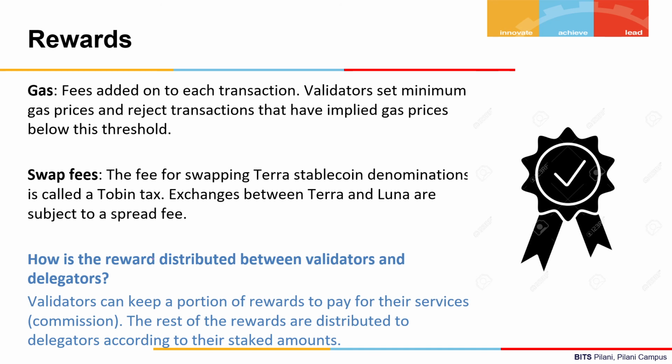Now, rewards. How exactly are rewards earned in the Terra system? We have two kinds of fees. The gas fee is added on every transaction, and the swap fee occurs when you swap the Terra stable coins for other coins, or when you exchange between Terra and Luna. Whatever total fees you get on a particular block is distributed between the validators and the delegators. The validators might keep a portion of the rewards for themselves, which is known as commission, and the rest of the amount is distributed among the delegators in proportion to how much they've actually staked.